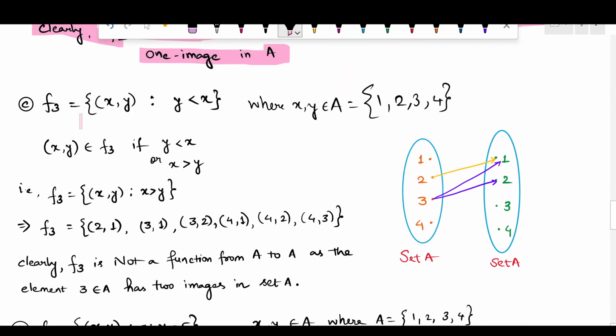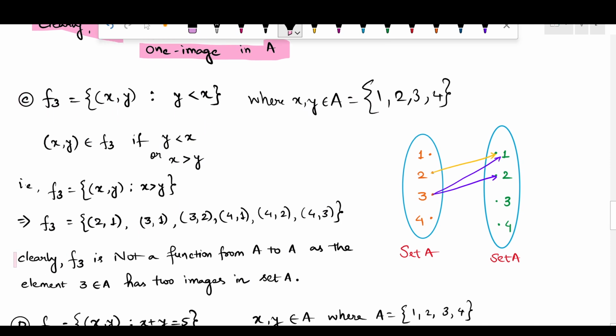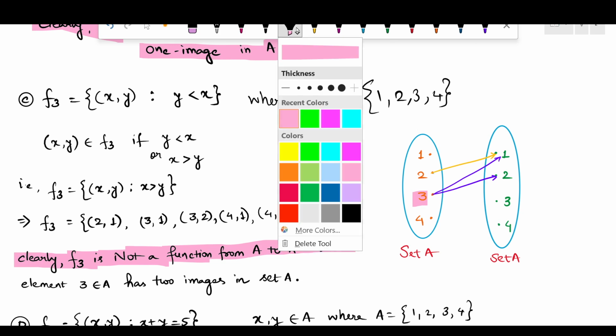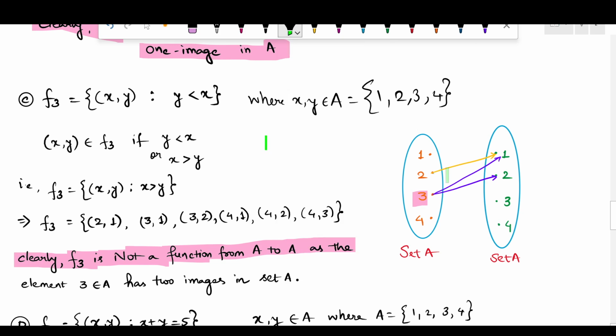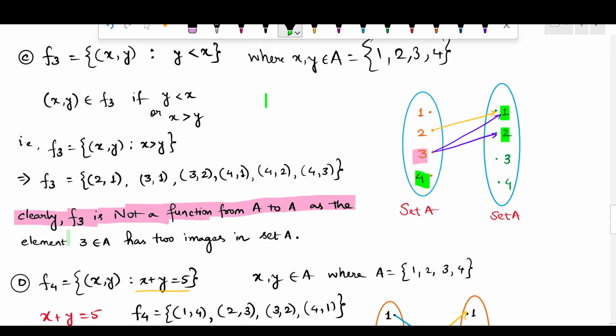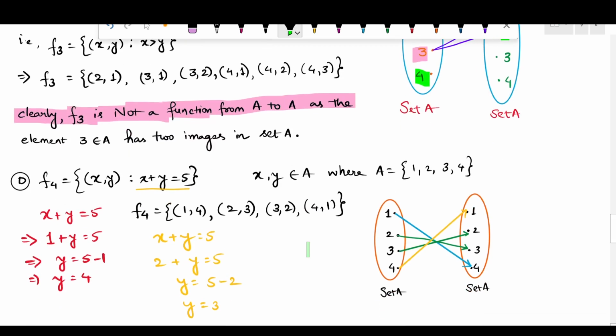Similarly you may check f3. Here f3 is also not a function from A to A, as this element 3 has more than one image in this set B, as 1 and 2, right? Also you may say that this element 4 has no image in this codomain, therefore it is not a function from set A to set A.